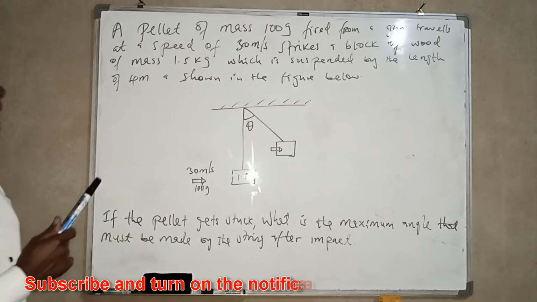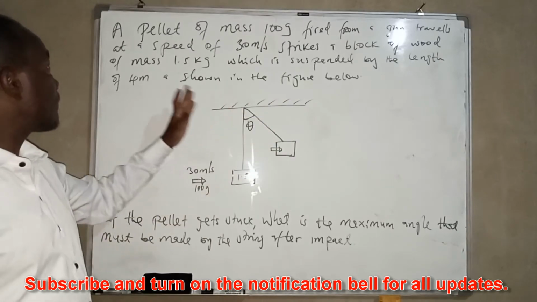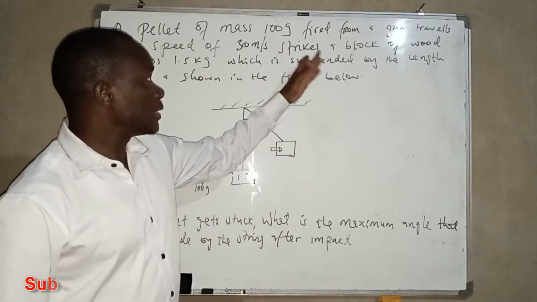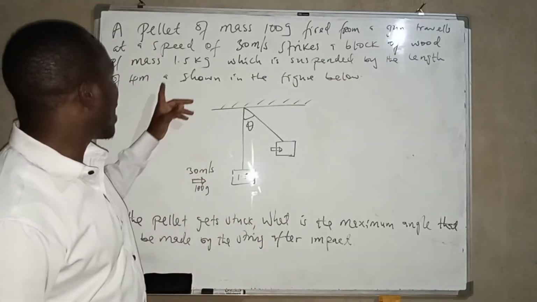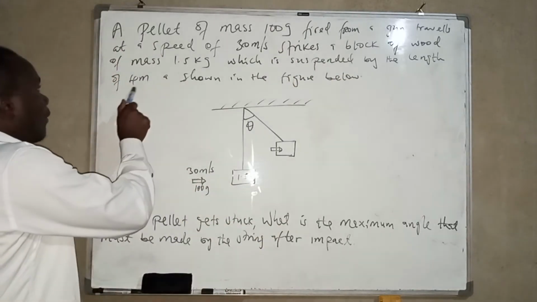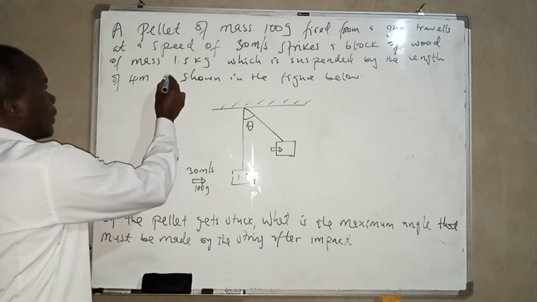The question says, a pellet of mass 100 grams fired from a gun travels at a speed of 30 meters per second and it strikes a block of wood of mass 1.5 kg which is suspended by a string of length 4 meters as shown in the figure below.